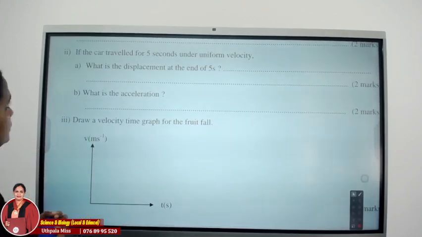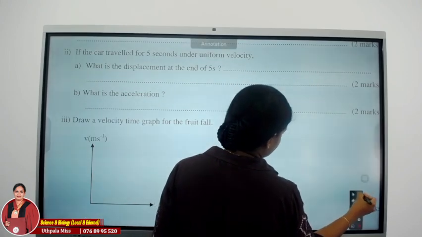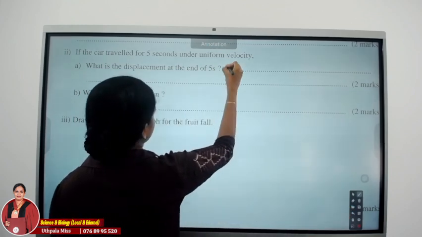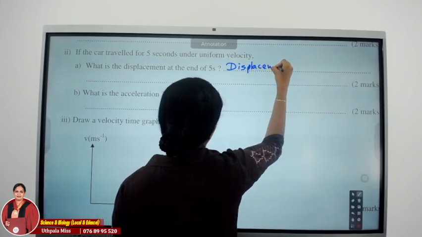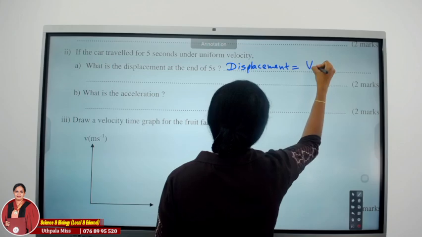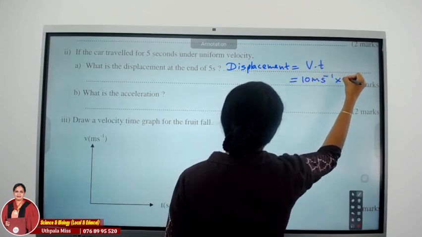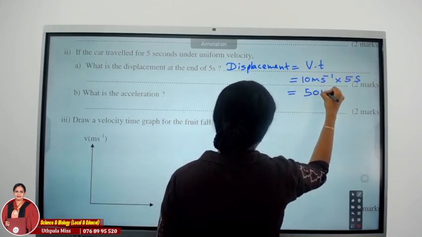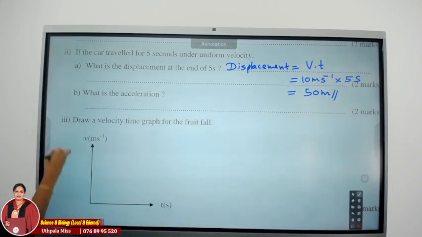So displacement at the end of 5 seconds equals velocity into time. Velocity is given as 10 ms⁻¹. Time is 5 seconds. Therefore, it is 50 meters. That is the displacement. You have to give it in meters.